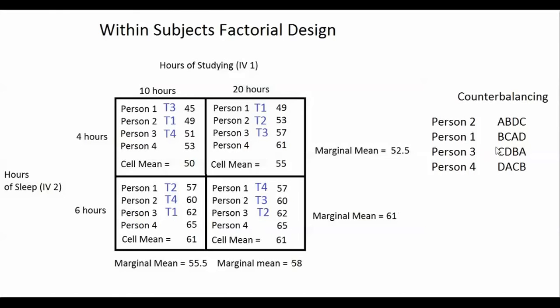Participant 3 was assigned to C, D, B, A, which means they get C at time 1, D at time 2, B at time 3, and A at time 4. And participant 4 was assigned to D, A, C, B, which means time 1 here, time 2 here, time 3 here, and time 4 here. So this is the counterbalancing that I used.